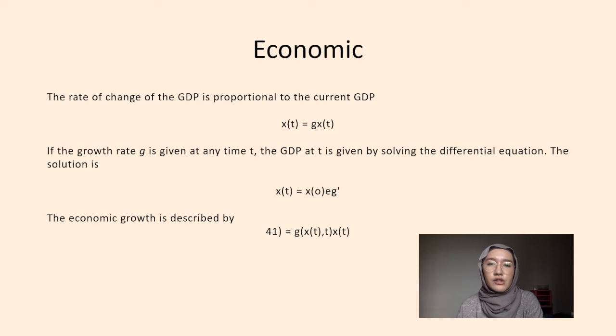The rate of change of the GDP is proportional to the current GDP, as shown in this equation, where t stands for time and dX/dt is the derivative of the function X with respect to t. The growth rate of GDP is g. If the growth rate g is given at any time t, the GDP at t is given by solving the differential equation. The solution is as shown here.